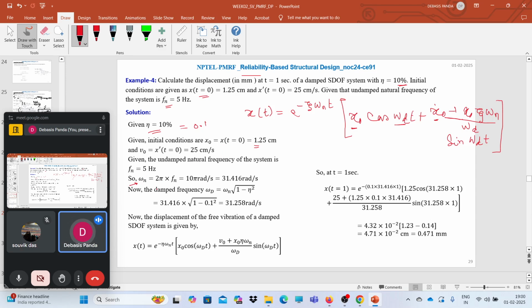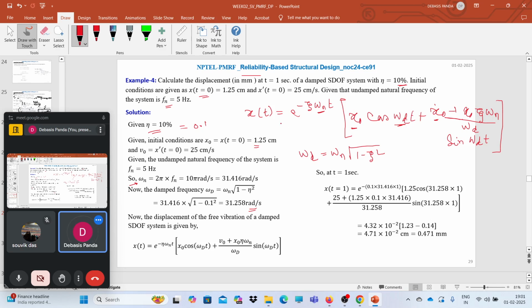So omega n is nothing but twice pi f. So we have 31.416 rad per second. Now here look, we need the natural frequency, we have the damped natural frequency. So what will be the value of damped natural frequency? Omega d will be nothing but omega n under root of 1 minus zeta square. So the value comes as this.